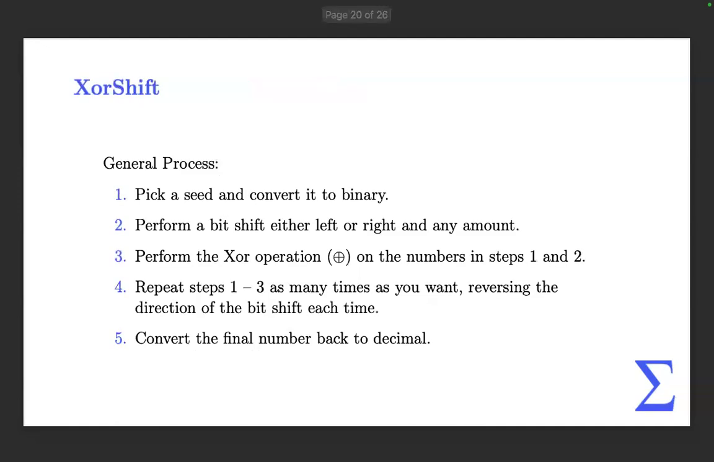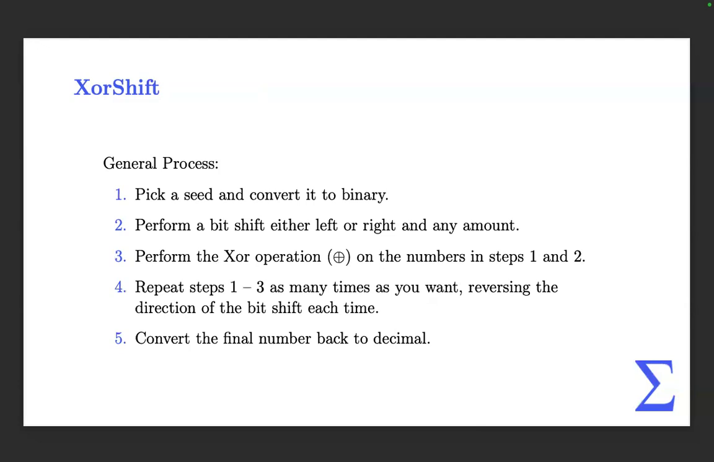And finally, let's get to the last one, which is the most complicated one, but also one that's used a lot more: XOR shift. The general process for this is relatively simple. You take a seed number and convert that to binary. Then you perform a bit shift, either left or right, by any arbitrary amount you want. Then you perform the XOR operation on the numbers in steps 1 and 2, and I'll get to that in a bit and explain how it works.